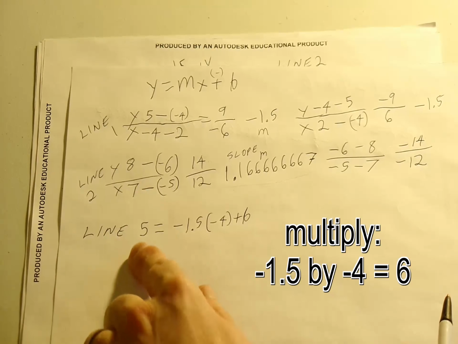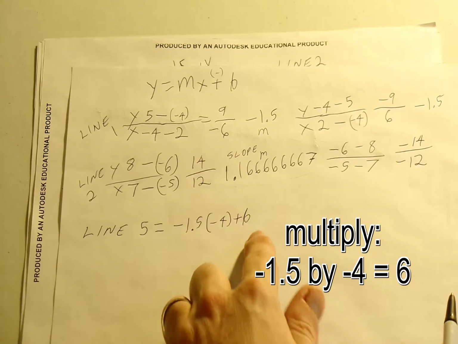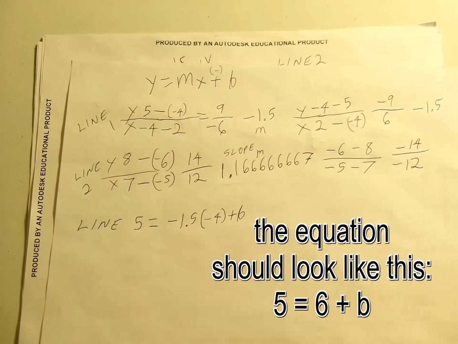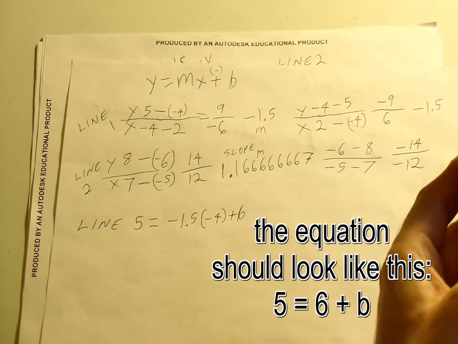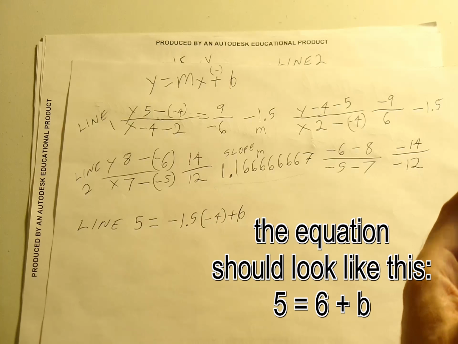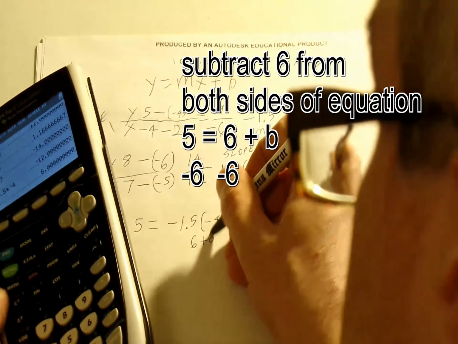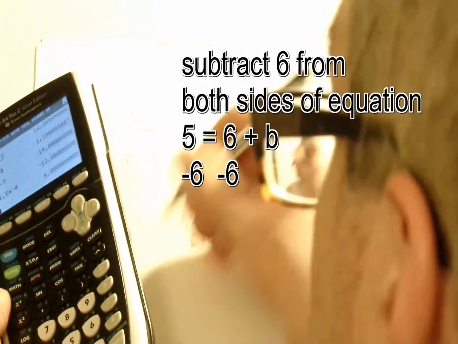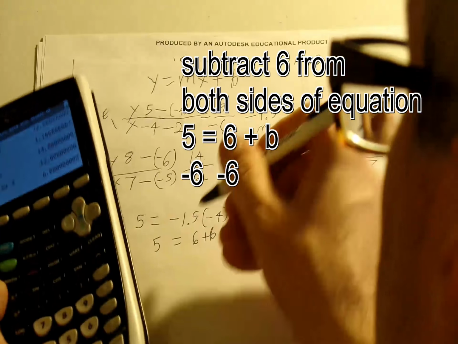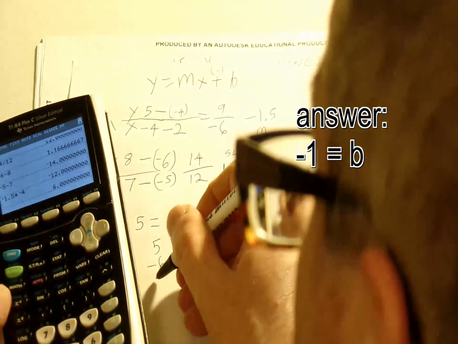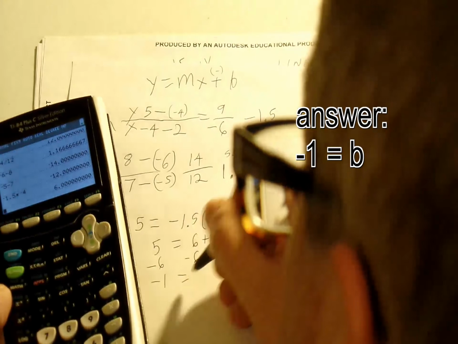Multiply negative 1.5 by negative 4, and you will get a 6. So now the equation looks like 5 equals 6 plus b. Very simple, isn't it? Just subtract 6 from both sides to isolate the b. Answer: negative 1 equals b.